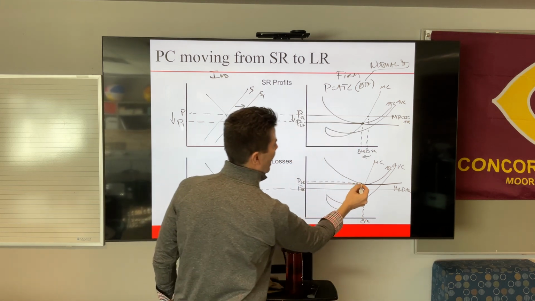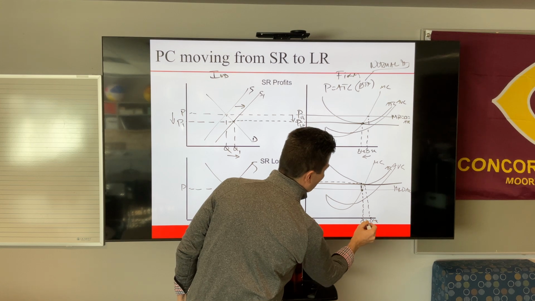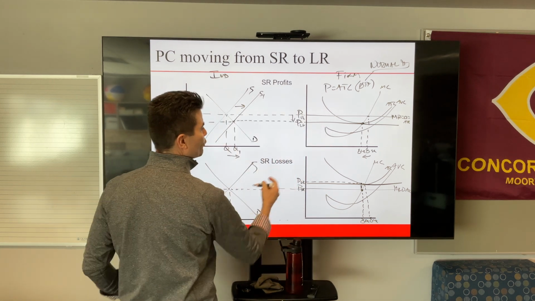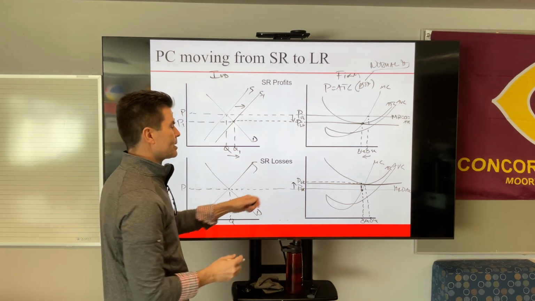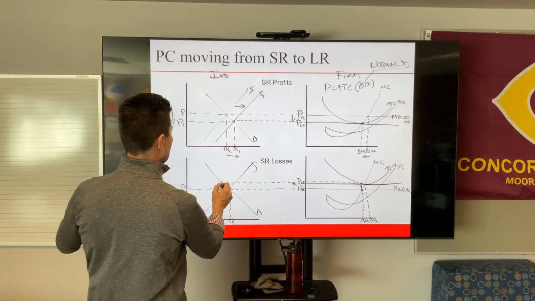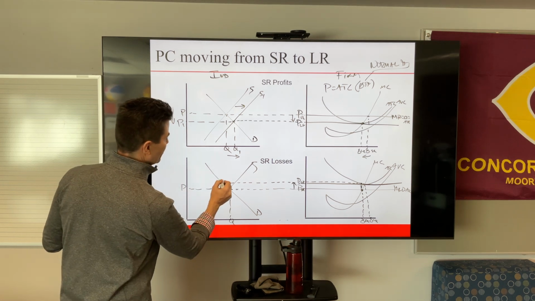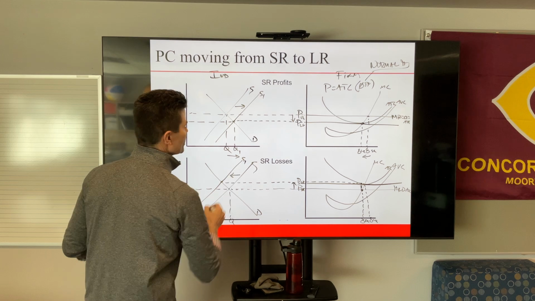And so now we have a new quantity. Here's the baby Q in the long run, and a new price in the long run. So here, the price that each firm is going to get, and actually I need to come over here and go dot, dot, dot. Here's the intersection point, and so I have to add in a new supply curve.